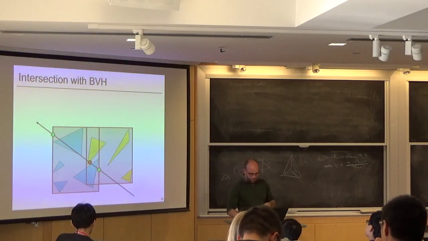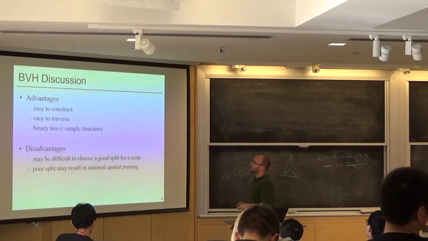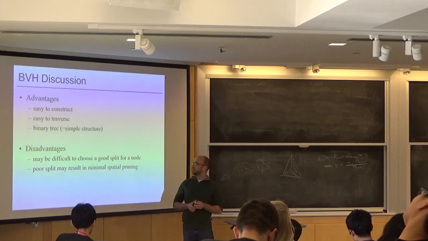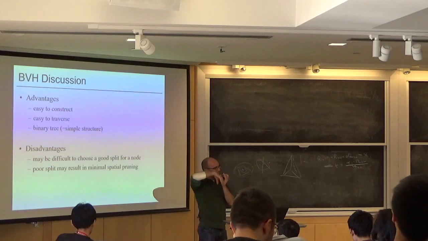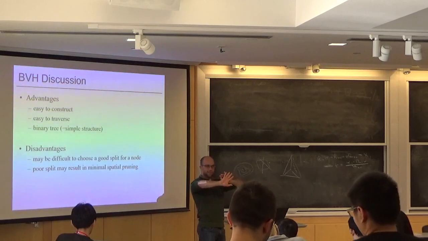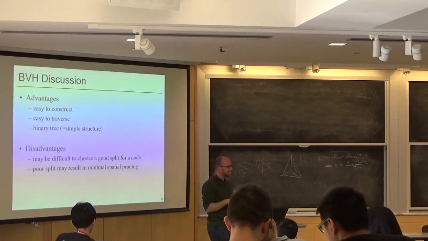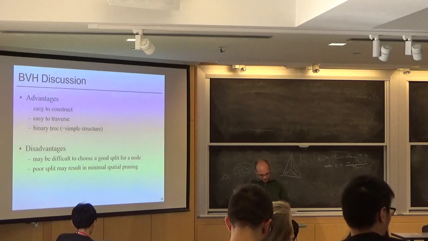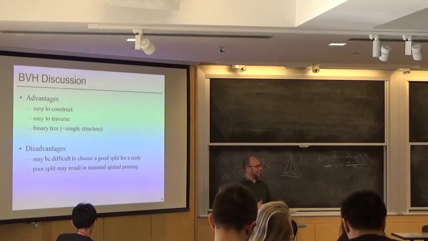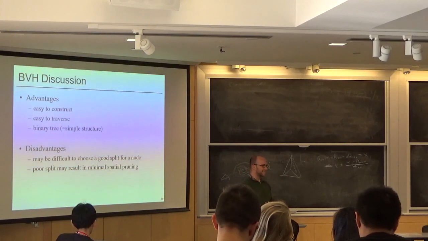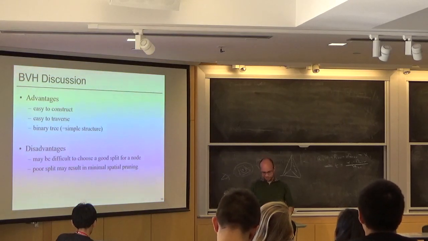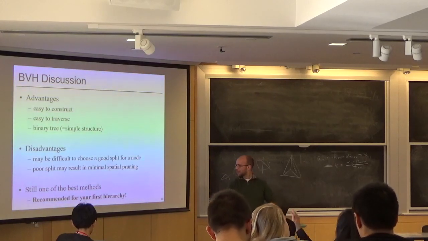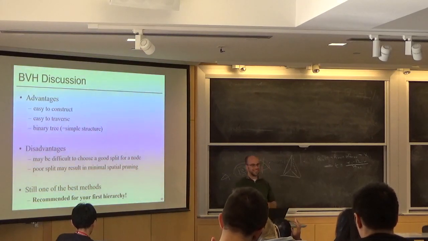Okay. Right, so the advantage here is that it's relatively easy to construct and traverse these trees, but it may be hard to find a good split. It might be that your two boxes inside overlap so much that you haven't really gained anything. And in that case, you actually added computation to your algorithm, right? Because now you have to intersect your ray with all the triangles and go down the BVH, which is no fun. But it's still sort of recommended for your first hierarchy. This is relatively easy.